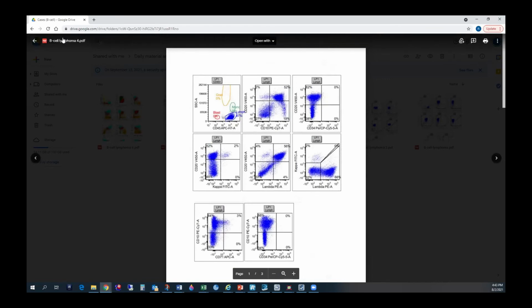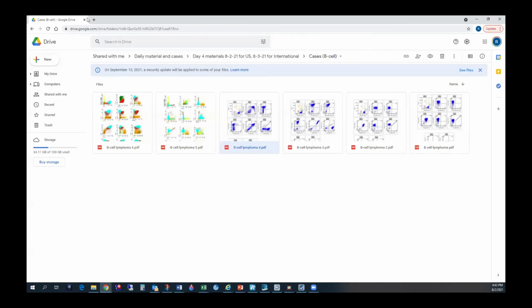And then sometimes the forward scatter and the side scatter help, because the CD10 positive other lymphomas would be Burkitt's and DLBCL. I think we were discussing in the earlier session, and those will have higher forward scatter, side scatter. So that would be helpful, and that would be mentioned in the report.